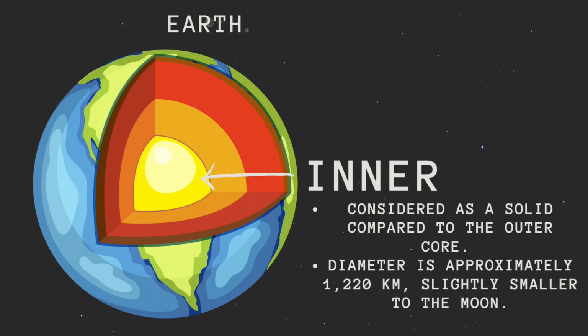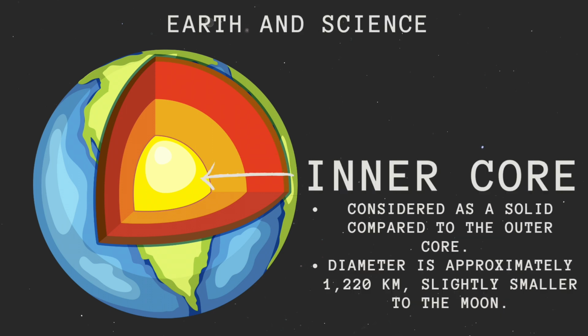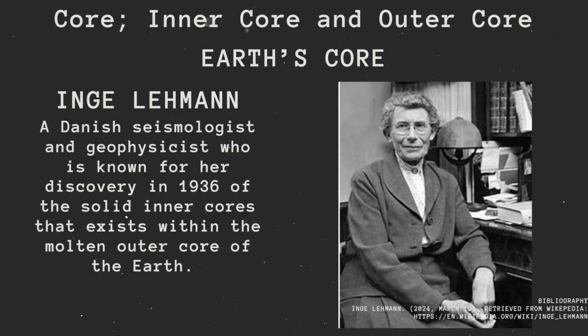Next is the inner core. The inner core is considered solid, compared to the outer core. The depth of the inner core from Earth's surface makes it inaccessible for analysis and study, which is why seismic waves from earthquakes are the primary sources of data to study the core. It was discovered by Inge Lehmann, a Danish seismologist and geophysicist, in the year 1936.